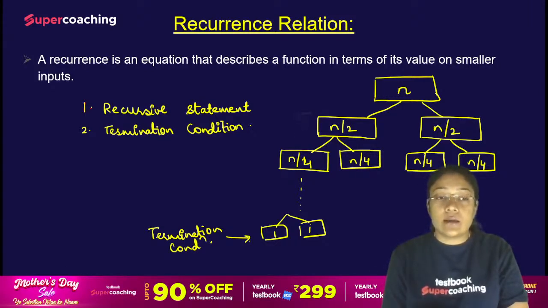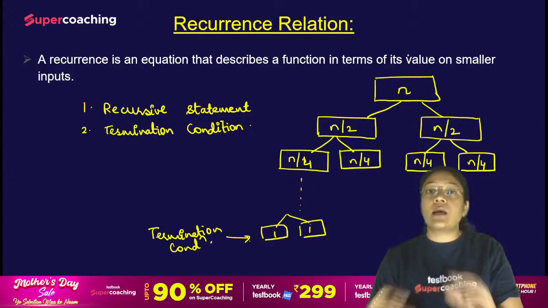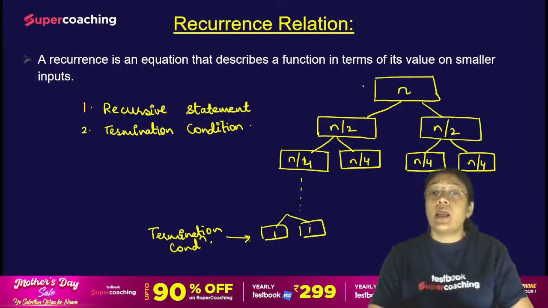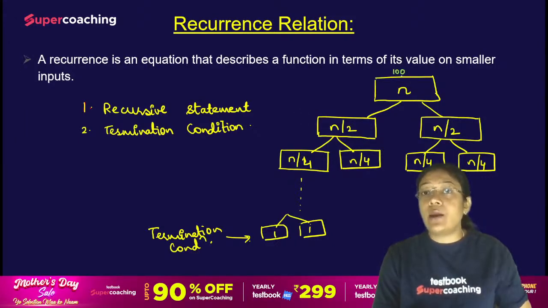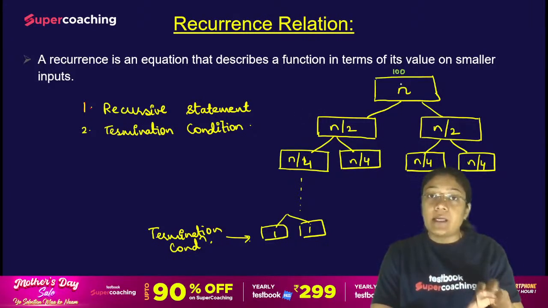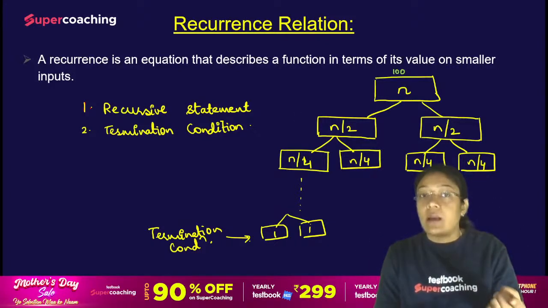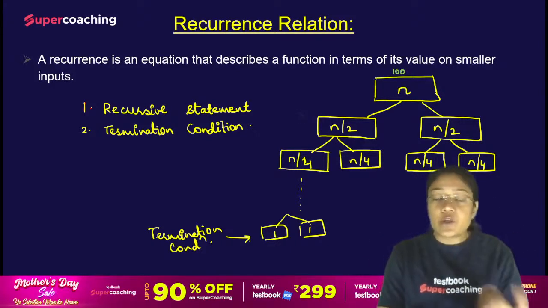So let's learn something about the recurrence relation. First of all, whatever operation we have to perform on n elements, say we want to sort 100 elements. I was interested in sorting these 100 elements, so I divided the problem. After dividing the problem, we are again applying the same function on the subproblems, right?